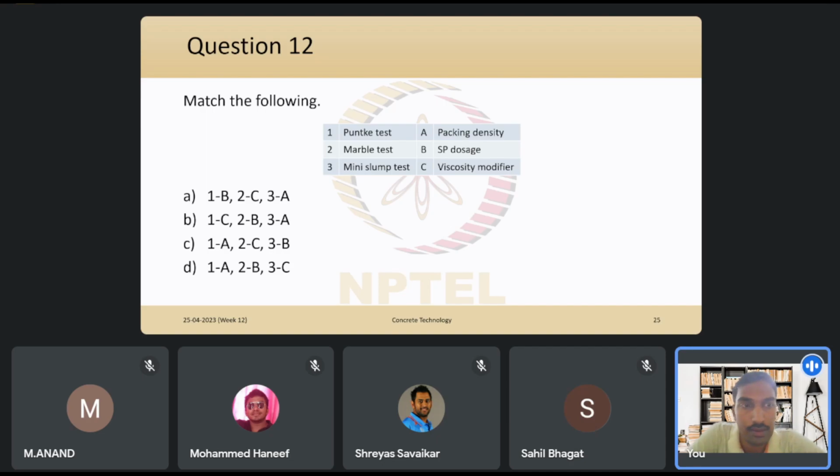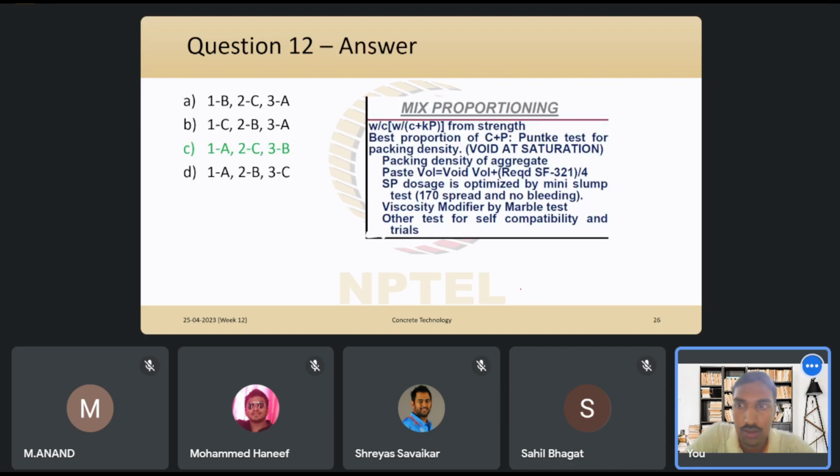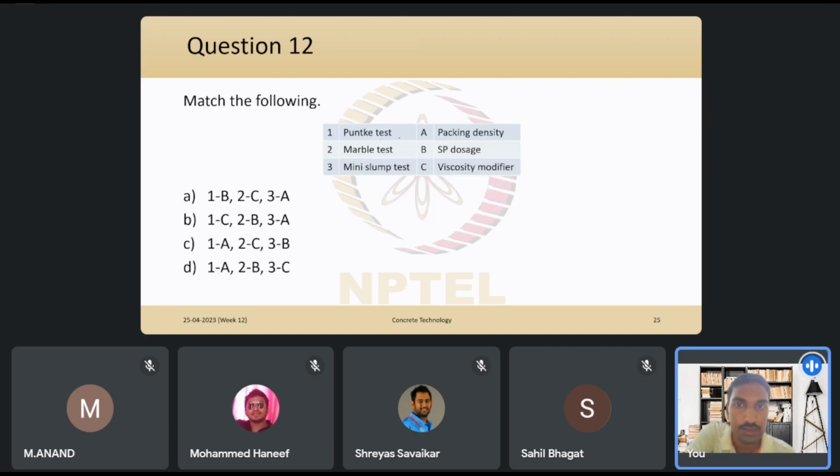All right, so let's take a look at the answer now. The right option is option C, where 1 is matched with A, 2 with C, and 3 with B. So what is that? The Puntke test is for determining the packing density. The Marble test is for determining the viscosity modifier, and the mini slump test is for SP dosage. So that is the right matching.